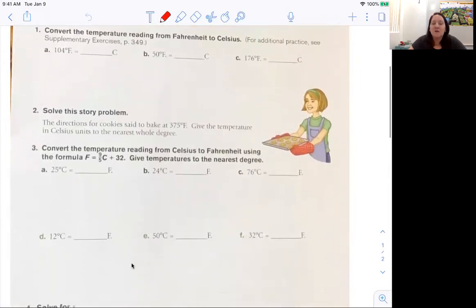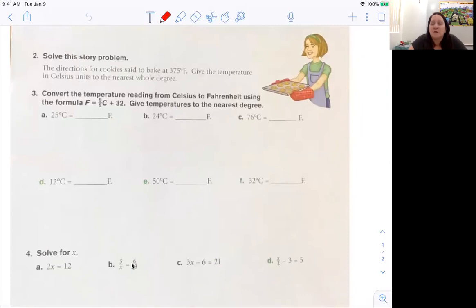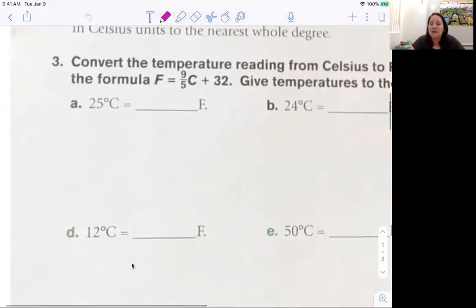So let's look at number 3. It says convert the temperature reading from Celsius to Fahrenheit using the formula F equals 9/5 C plus 32. Give temperatures to the nearest degree. So we may need to be rounding. And this is exactly what we were doing on Friday. So let's look at 3A. It says 25 degrees Celsius, and we need to convert that to Fahrenheit.